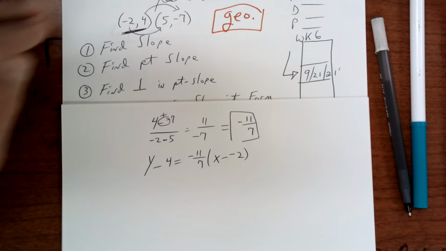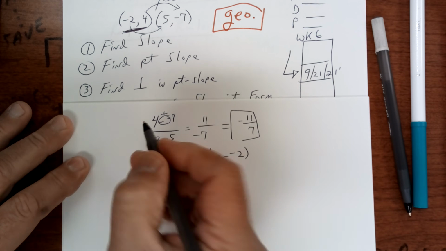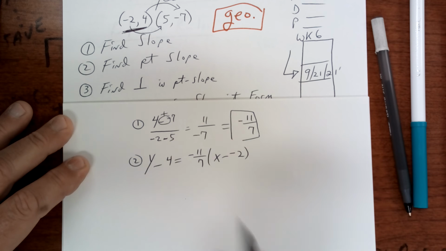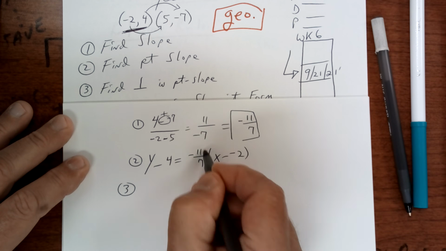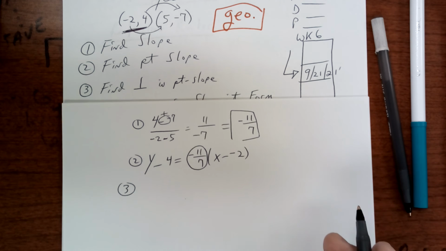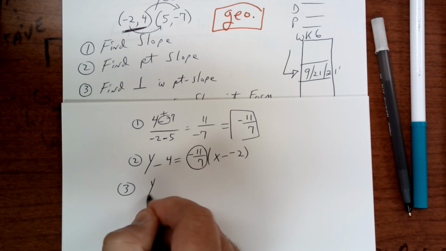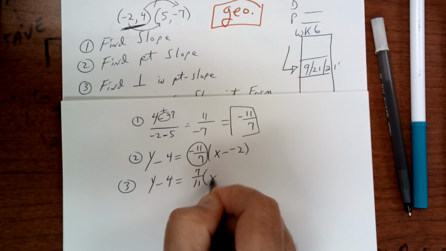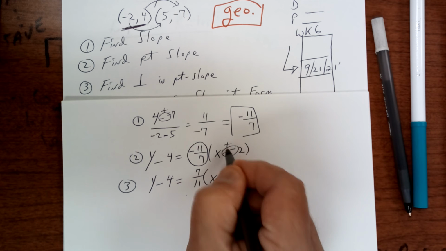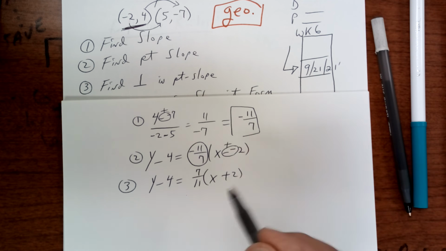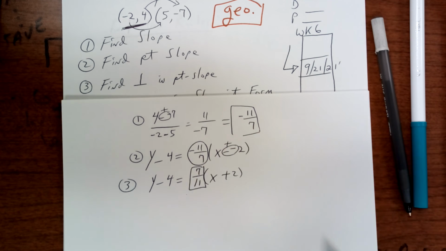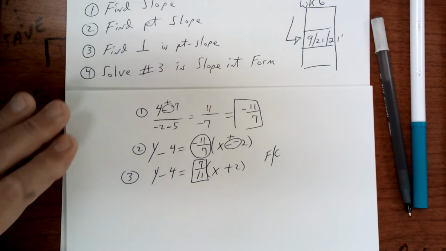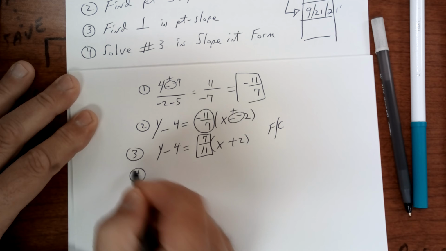Find perpendicular. So number 1, number 2, perpendicular, you got to flip this and change it. So what you're going to have is positive 7 over 11. And then this right here is going to be a plus because it's a double negative. So the only thing you change is the slope. Flip, change. Number 4 gets a little harder, and we might have to do fractions. So put a star by this.